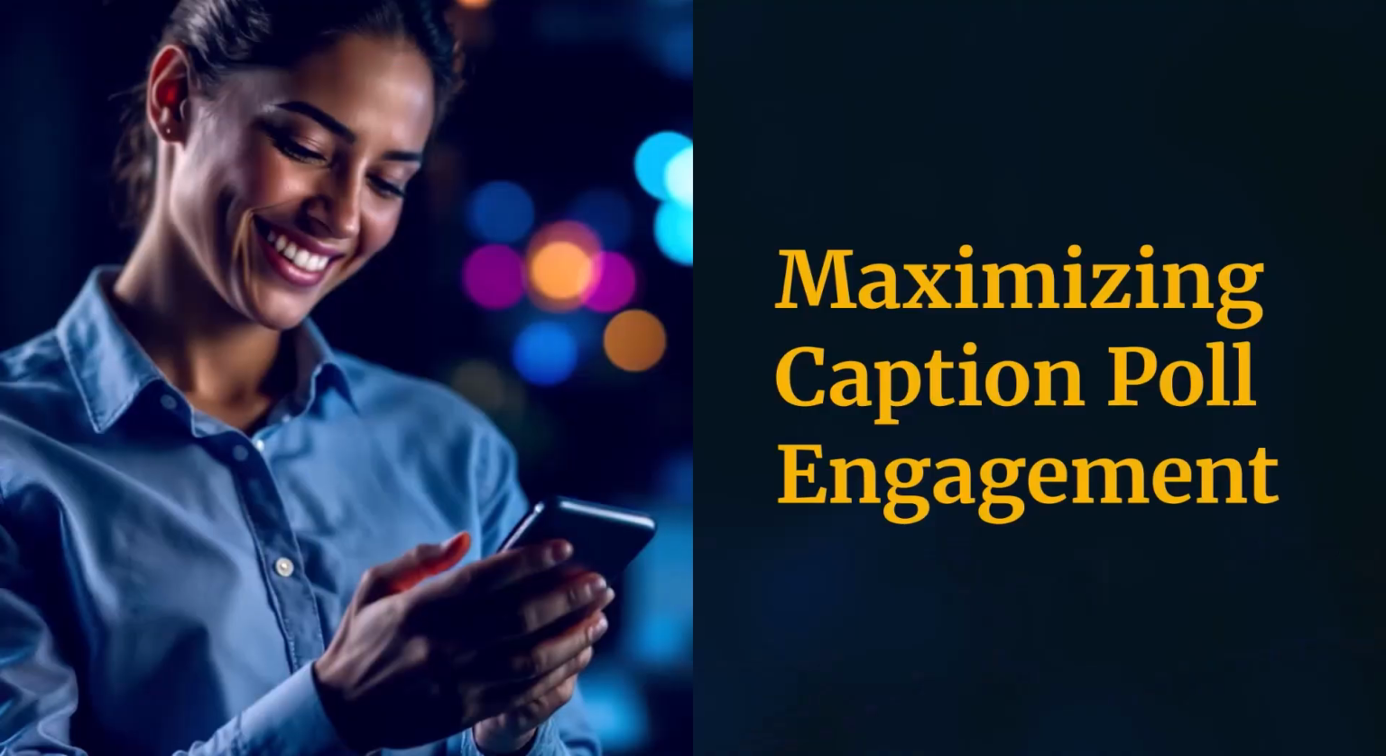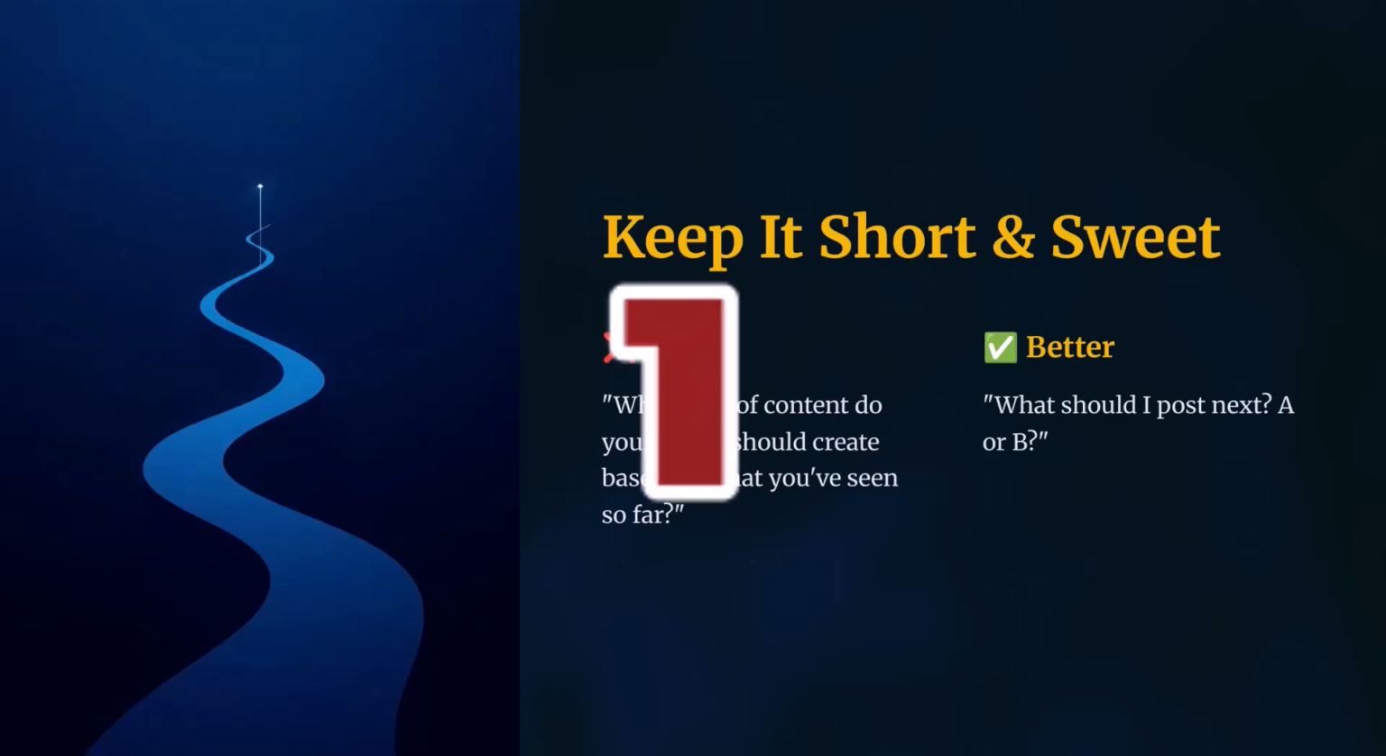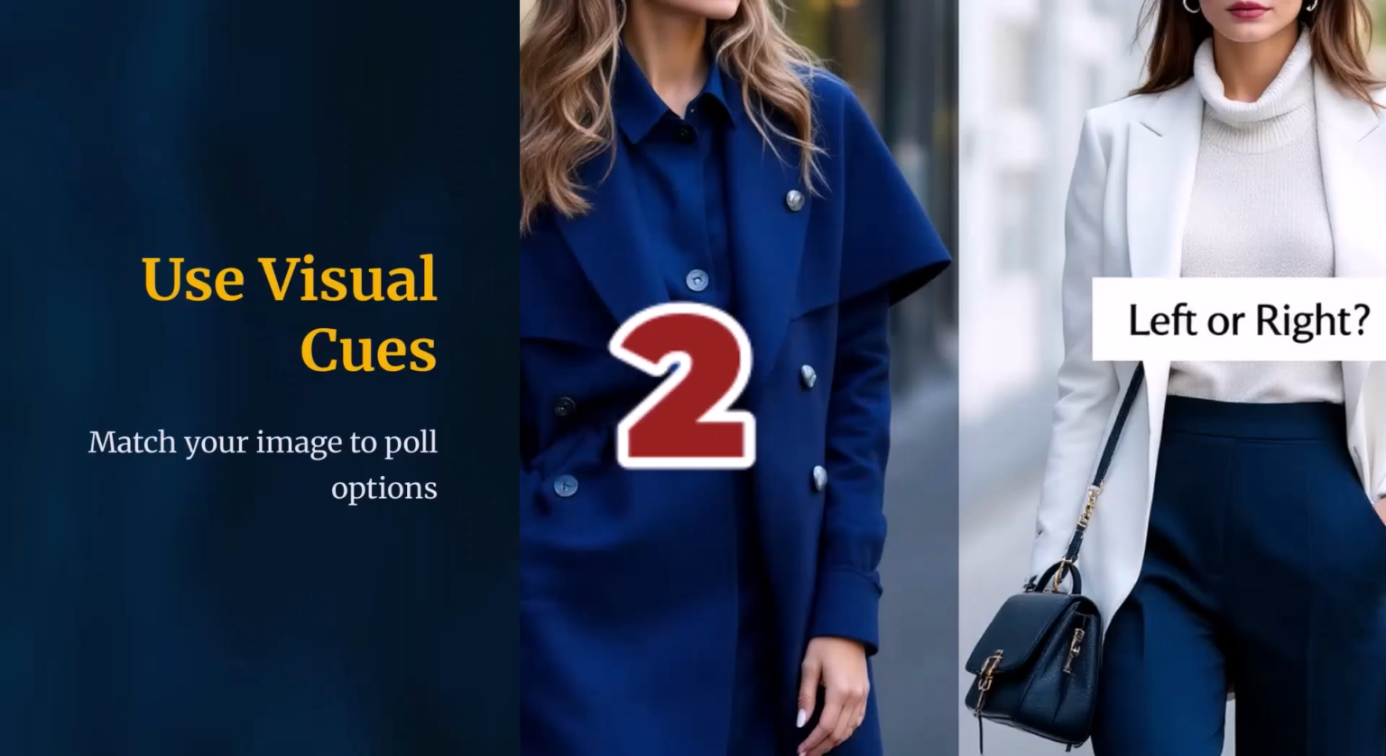Section 4. Tips to maximize engagement with caption polls. Now that you know how to use the feature, let's go over some pro tips to get the most out of your polls. Tip number 1. Keep it short and sweet. Polls work best when the question is simple, clear, and easy to answer in a second. Avoid long-winded or complicated wording. Instead of, "What type of content do you think I should create based on what you've seen so far?" Say, "What should I post next? A or B?"